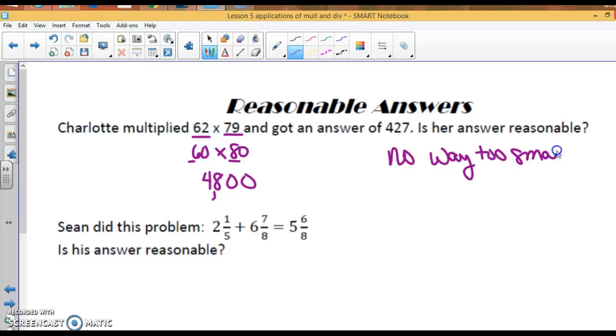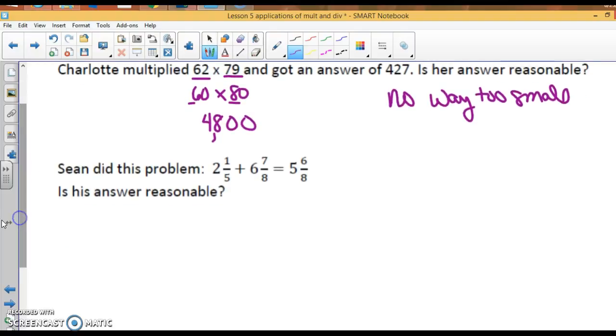When you do a mathematical problem, you should always do an estimate in your head by rounding, so you have an idea of where your answer should end up being. Let's take a look at this. Sean did the problem 2 and 1/5 plus 6 and 7/8, and he got 5 and 6/8. Does that make sense?